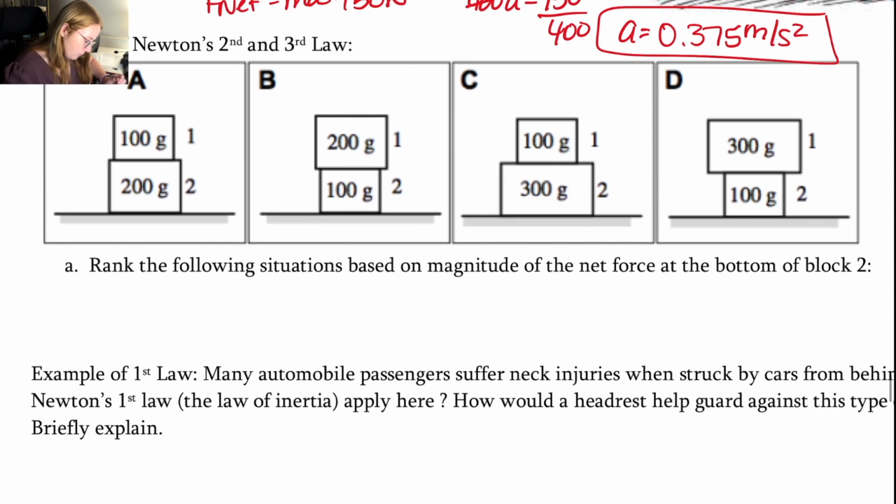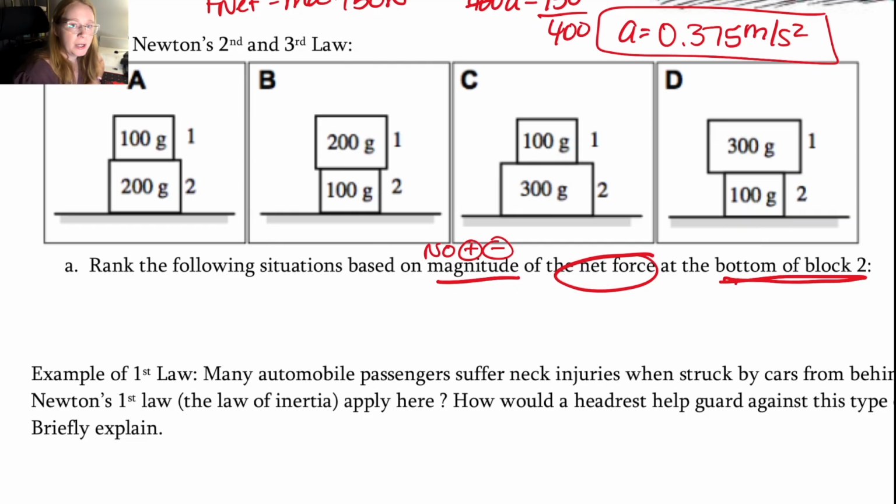Okay, so here's a ranking problem. We have A, B, C, D. It says rank the following situations based on magnitude of the net force. So no positive or negative if it's magnitude. And it says at the bottom of block 2.